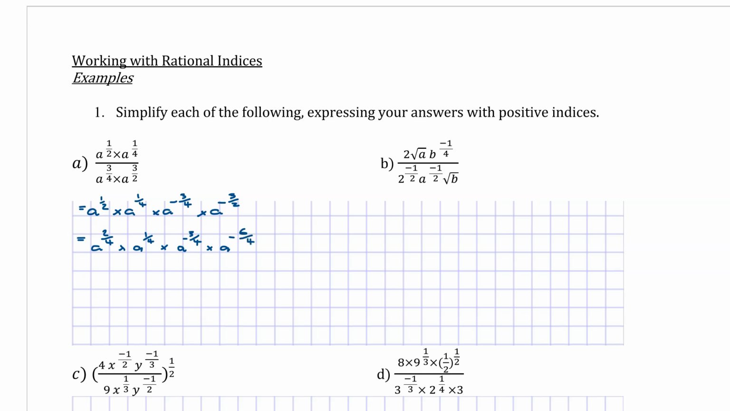Simplifying that, 2/4 plus 1/4 minus 3/4 minus 6/4. And then adding all of these together, we're going to get 2/4 plus 1/4 is 3/4. Take 3/4 is nothing, so we're left with a to the power of minus 6/4.